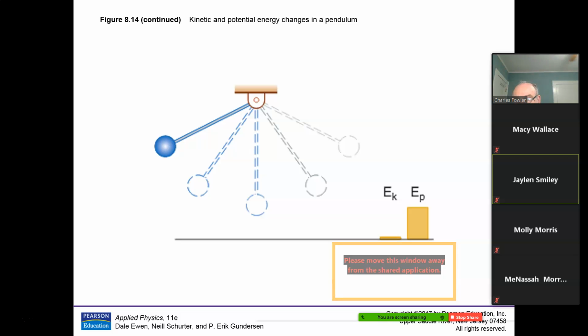Any question about kinetic and potential energy changes in the pendulum as it goes back and forth? The total energy is the mechanical energy. It does not change. And remember from last time, mechanical energy is the sum of potential energy plus kinetic energy. Any potential energy. So far in this problem, we're only using gravitational potential.